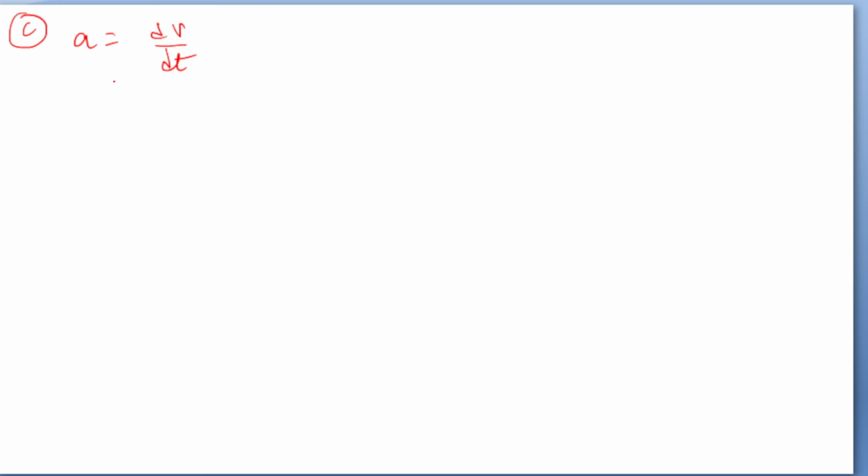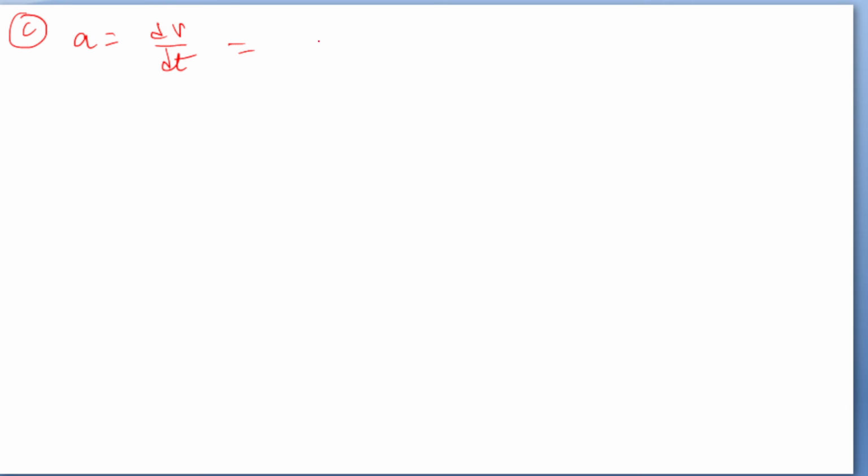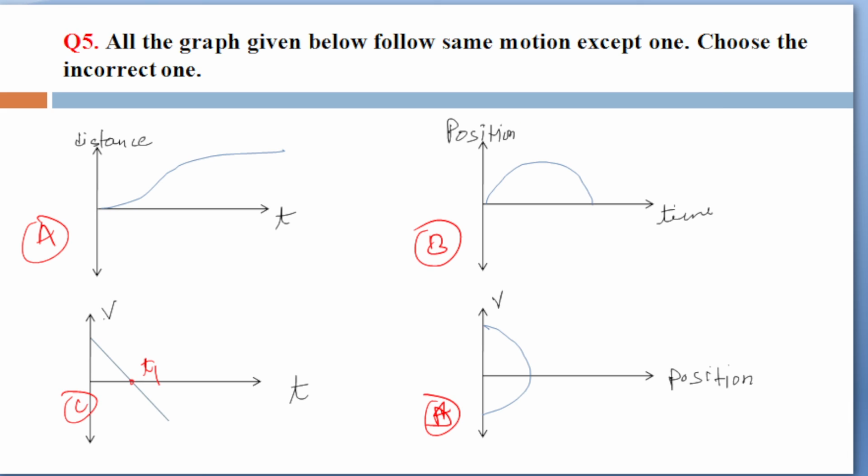Now if we consider this graph, it shows the acceleration is decreasing, and it changes its position at something, say t1. So it shows the acceleration is decreasing or it is negative, and changes its position at t1.